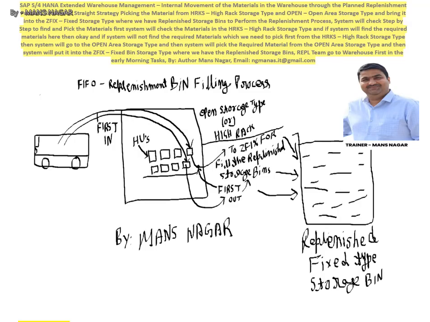So let's get started. SAP S/4HANA Extended Warehouse Management, internal movements of the material. We have the internal movement in the warehouse through the planned replenishment process. Here I also covered the reverse or straight strategy: picking the material from the hierarchy storage type or open storage type to bring into the fixed bin storage type, where we have the replenishment storage bin. When we perform the replenishment process, the system will check step by step, find the pick material, and perform this operation, and how we do the picking.